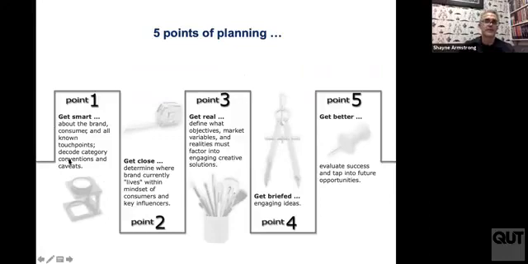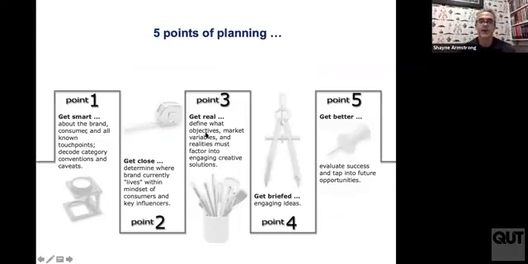So our 5 points of planning, as we saw last week, we'll go through this in a second. It really aligns to our planning cycle. We need to get smart. So that is our research. We need to become instant experts on everything to do with the brand, the consumer, the competitors, and so forth. We need to get close and determine where the brand currently lives within the mindset of consumers and influencers. So this is where we're going to be using our qualitative and primary research.